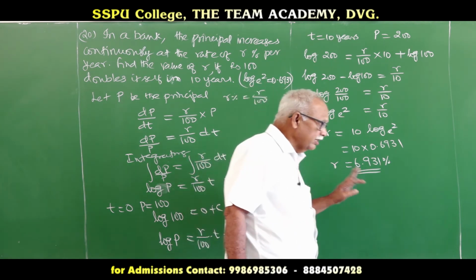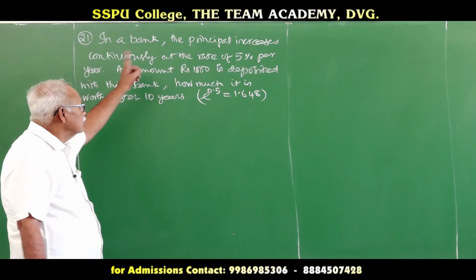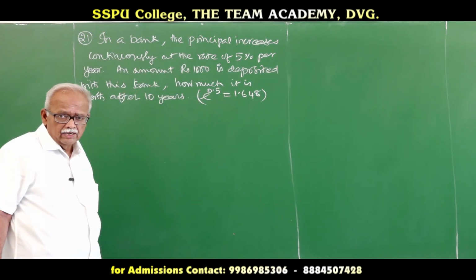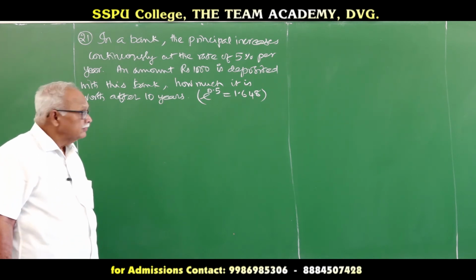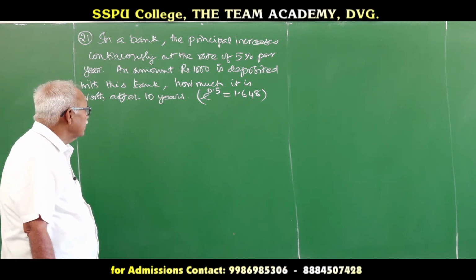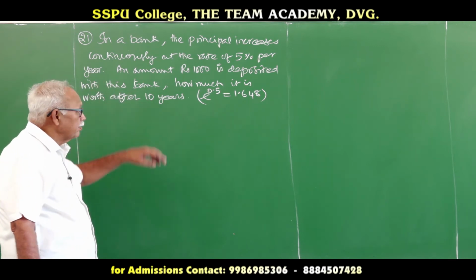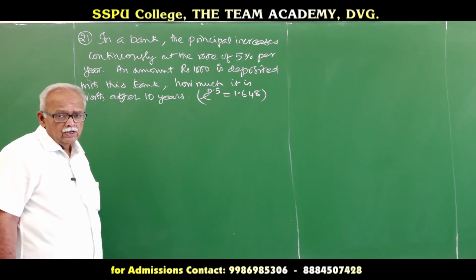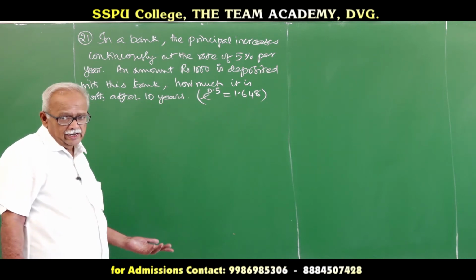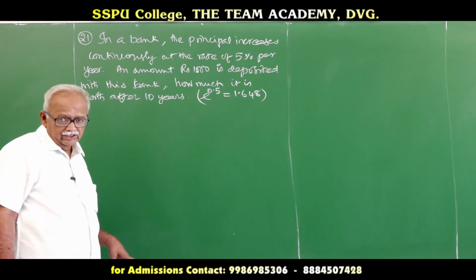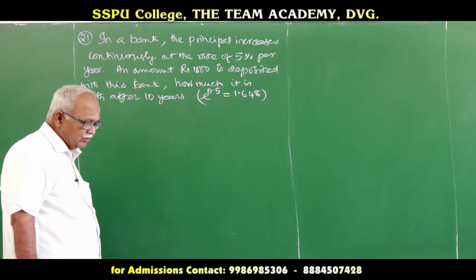Okay, let us go to the next question. Number 21 is also a bank problem. See, in a bank, the principal increases continuously at the rate of 5% per year. An amount of 1000 is deposited. What will be the amount after 10 years? So previously we calculated the rate. Here the rate is given, we have to calculate the principal.